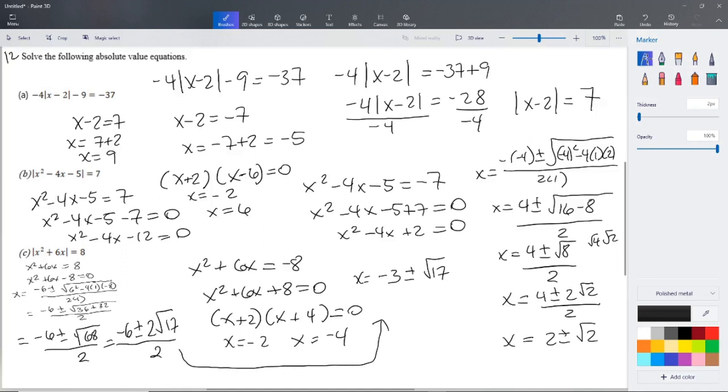Part B, you had 2 plus or minus the square root of 2, and then -2 and 6. And then part A had the answers of 9 and -5. And there is review question number 12.